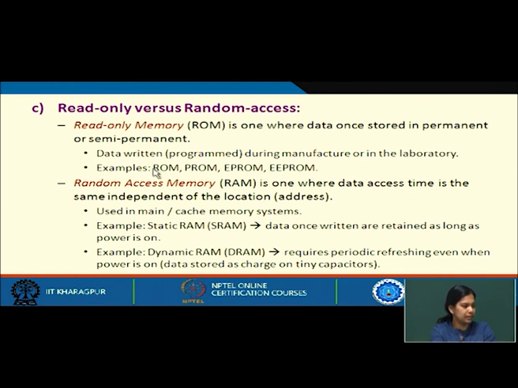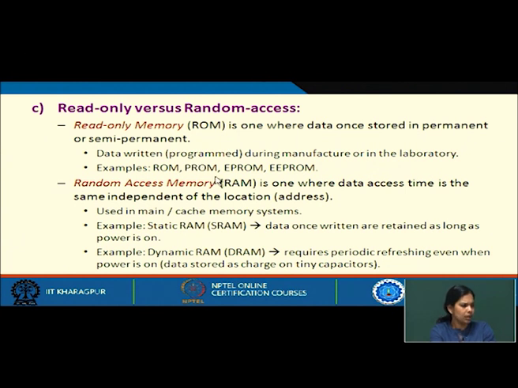So, the examples are ROM, read only memory, PROM, programmable read only memory, EPROM, erasable programmable read only memory, and EEPROM, electrically erasable programmable read only memory. These are all classes of read only memory, where the data is written or programmed during the manufacturing process, but later it can be changed with progress. So, ROM came first, then PROM, then EPROM and so on.